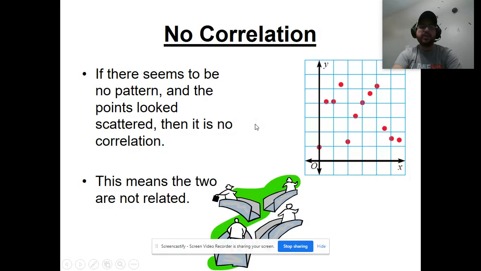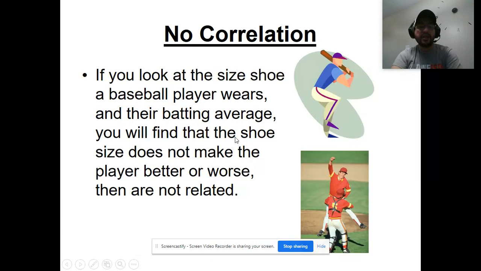Now, what about no correlation? No correlation is when they have nothing in common, and the graph will look spread out. Okay, an example would be the size of your shoes and how good you are at baseball. So that's nothing related to each other, so there will be no correlation.